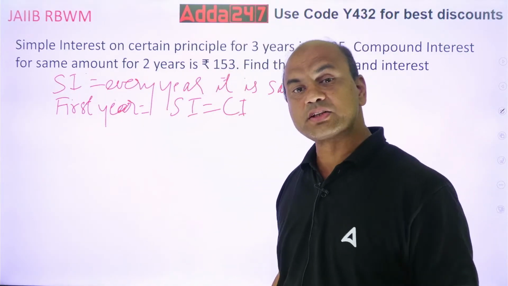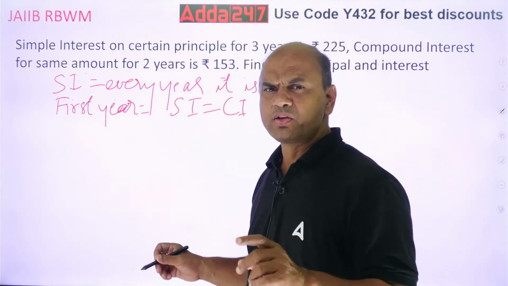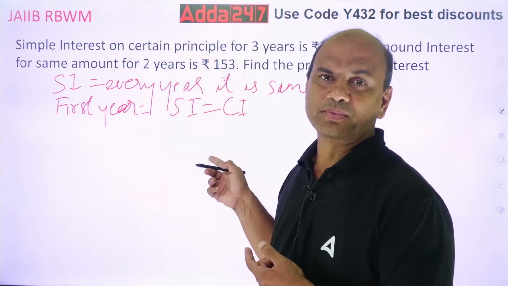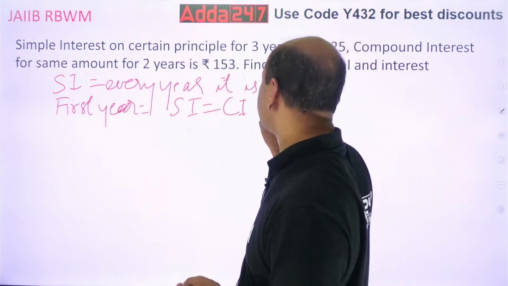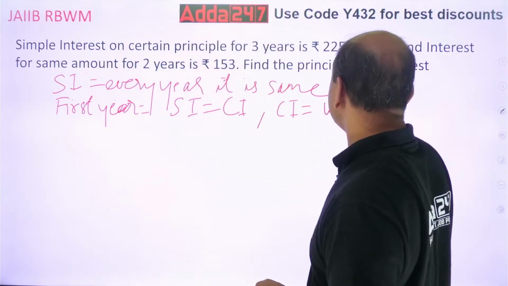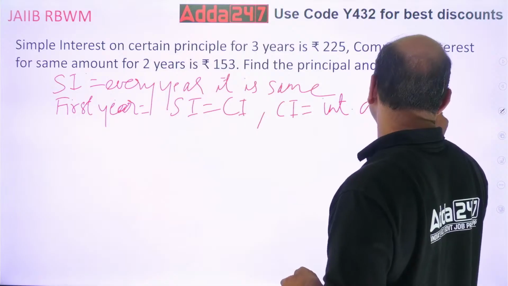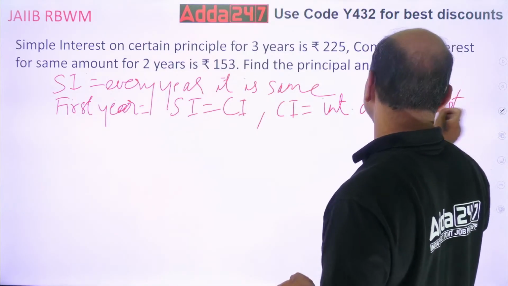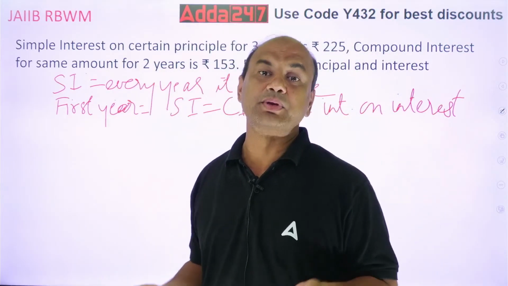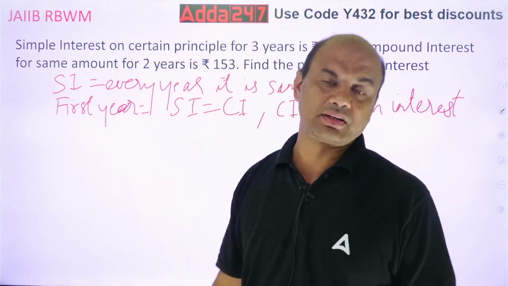And compound interest is what? Compound interest is interest on interest. Very important part. You all will say, sir, we know all this. Then solve the problem. Are you able to solve it? CI equals interest on interest. These things we have learned, but we don't understand this many times. Compound interest means interest on interest. This problem will clarify all the doubts in that.